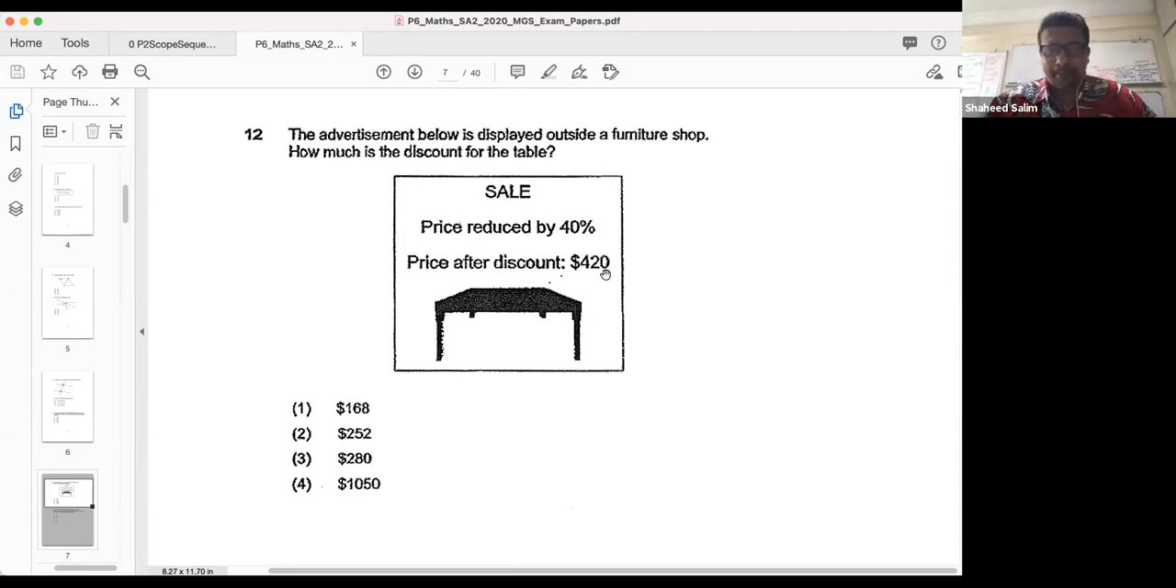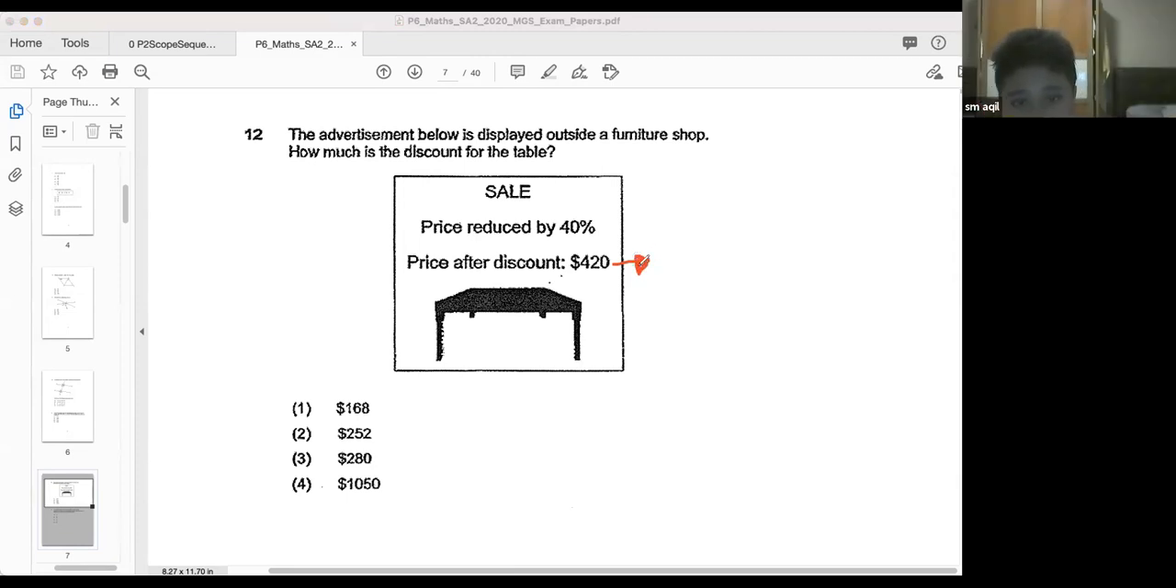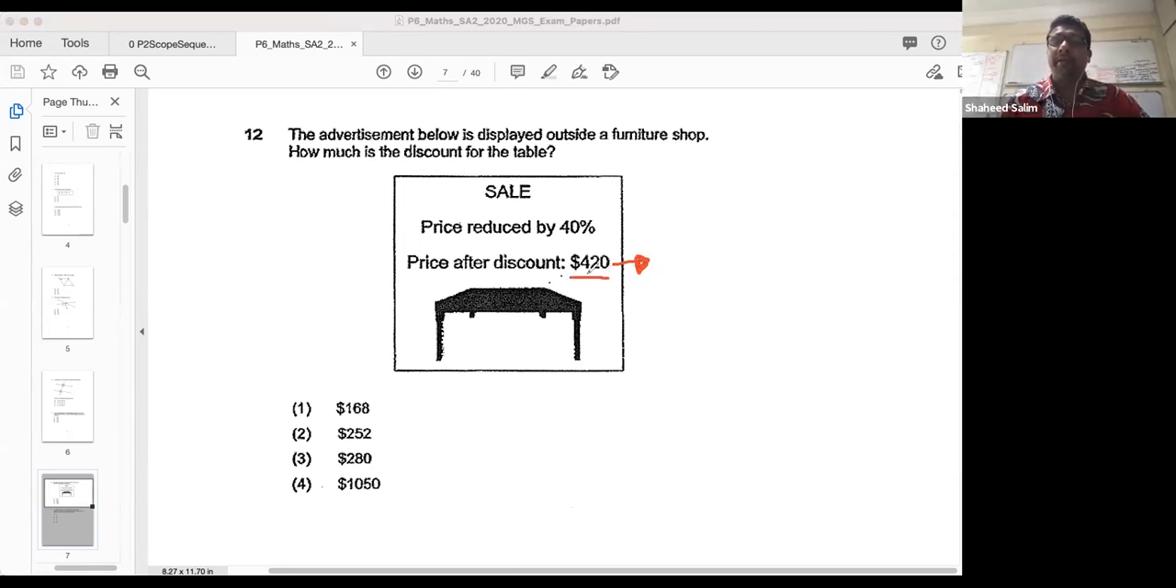Is it like this, 40 out of 100 times 420? Cannot do like that. 40 out of 420? Cannot use that formula. You must find out what's 100%. First of all, how many percent is this? This is 420, but this is in dollars. But how many percent is it? This is price after discount. You must think carefully.